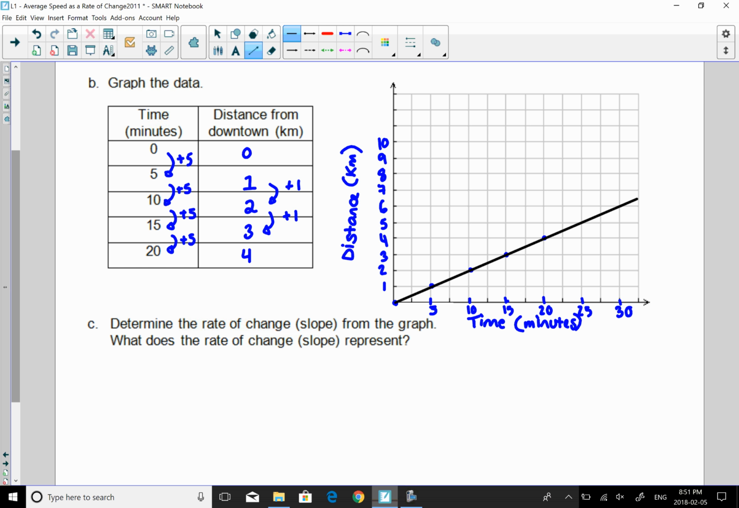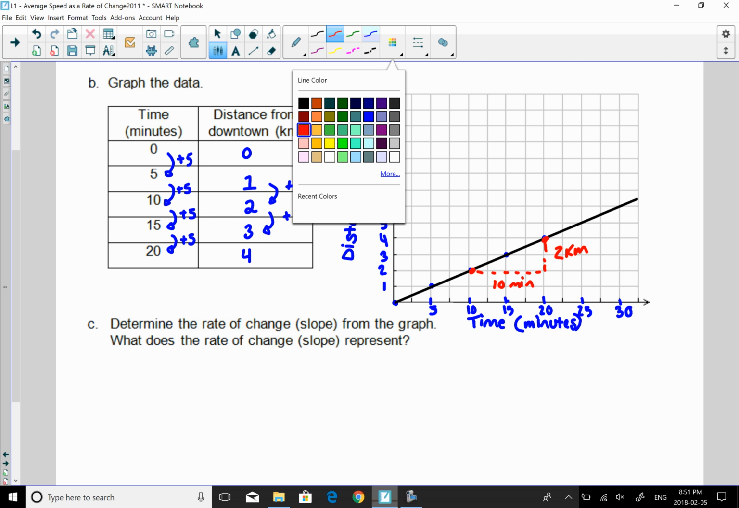Determine the rate of change, slope, in the graph. What does the rate of change represent? So let's pick 2 different points this time. I'm going to go from 10 to 20. So I'm going to look at the change in the independent and dependent. So this is time. So from here to here is 10 minutes. It's from 10 to 20. And from here to here, I'm going from 2 to 4. That's 2 kilometers.